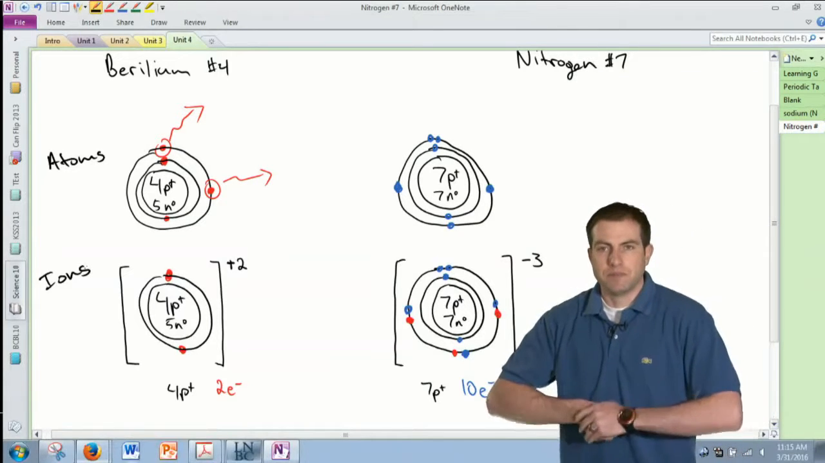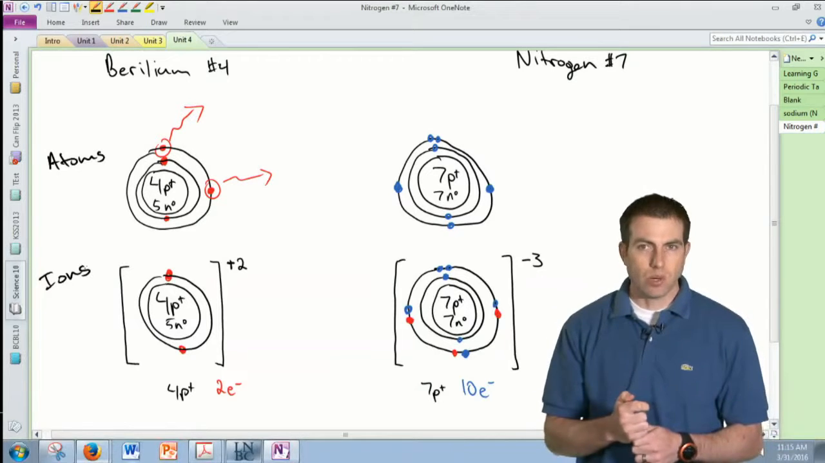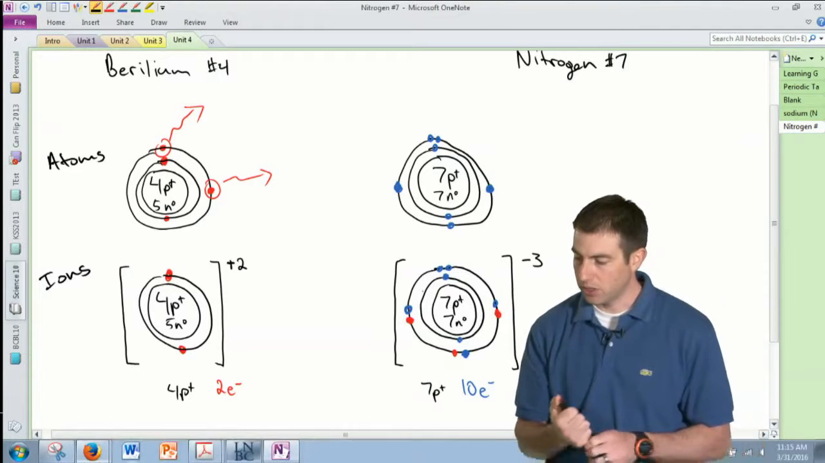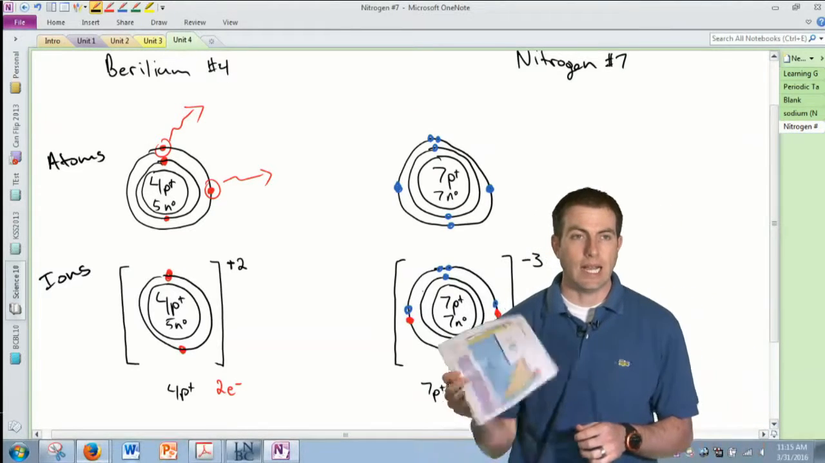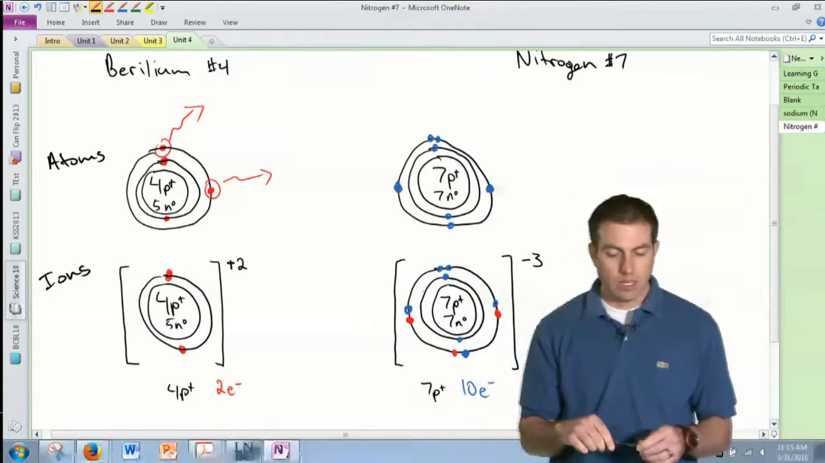So I kind of missed a step. Don't I have 9? Well, I had 7. Now I have 8, 9, 10. So I should have 10. And nitrogen on the periodic table has a charge of -3. So I'm thinking I'm okay there.